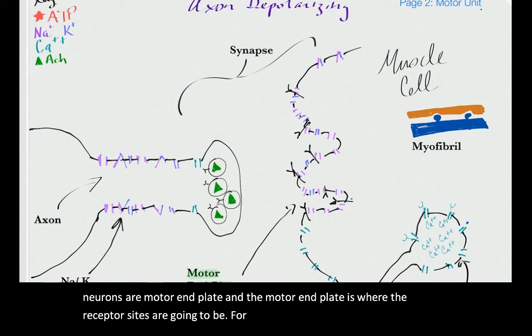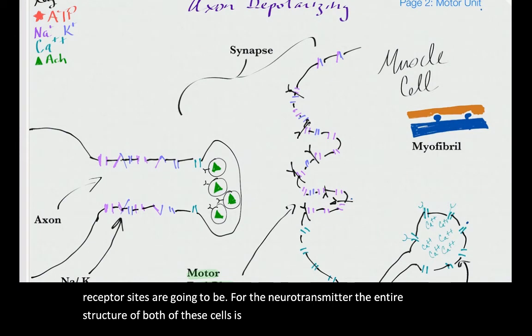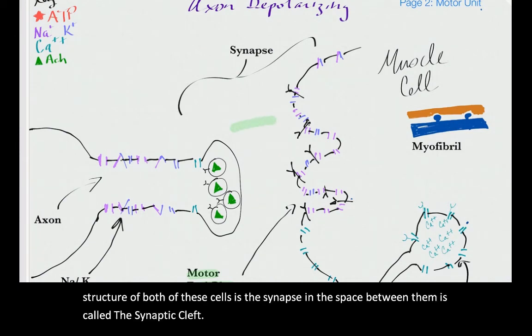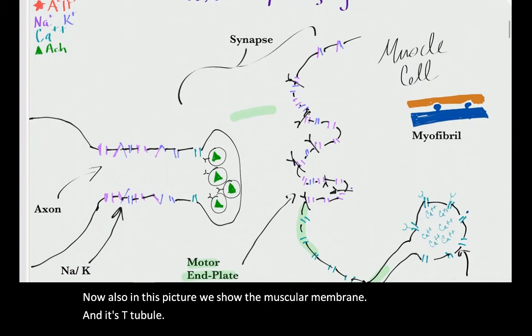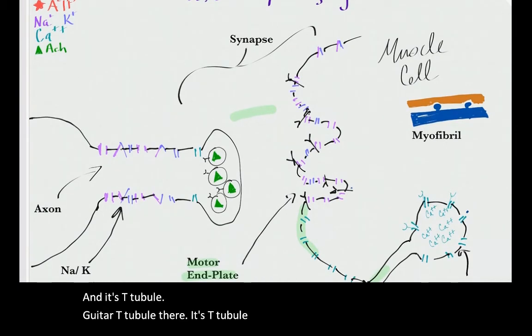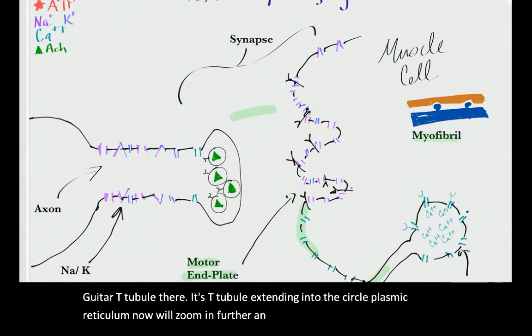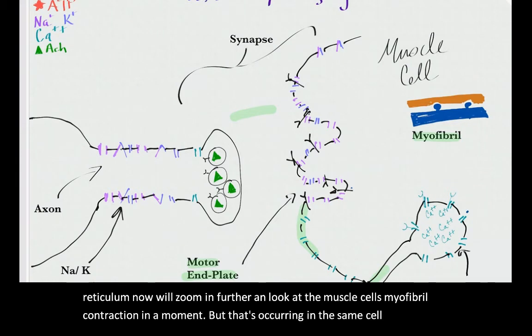The entire structure of both of these cells is the synapse, and the space between them is called the synaptic cleft. Now, also in this picture, we show the muscular membrane and its T-tubule, extending into the sarcoplasmic reticulum. We'll zoom in further and look at the muscle cell's myofibril contraction in a moment, but that's occurring in the same cell that we're talking about. So let's go through these steps.